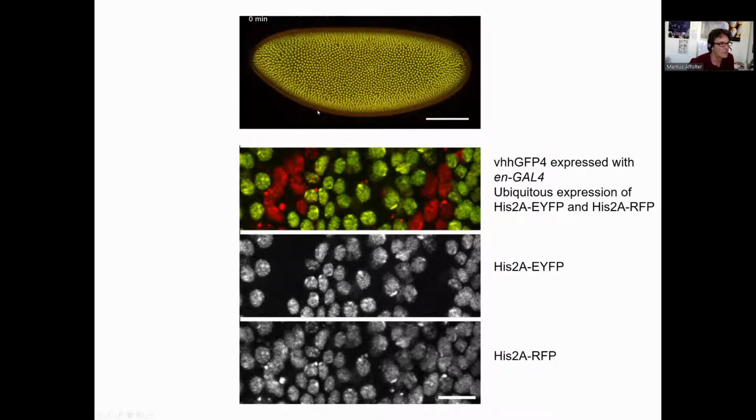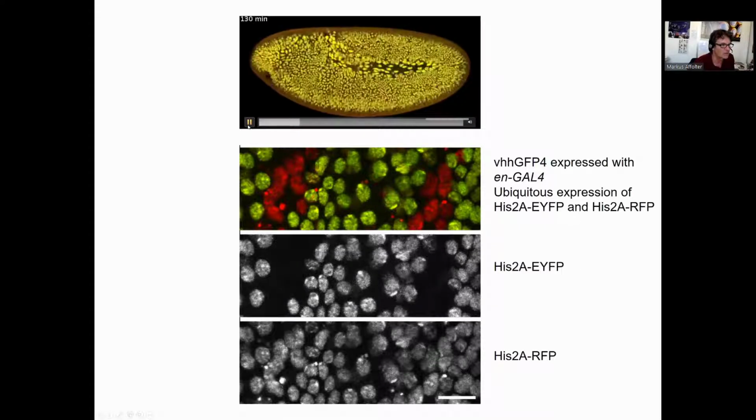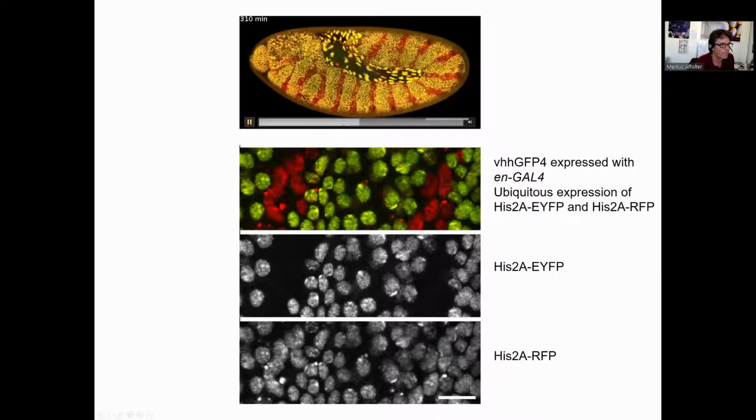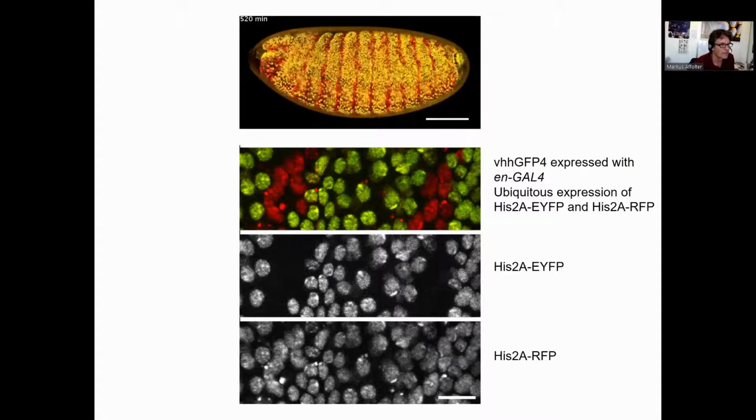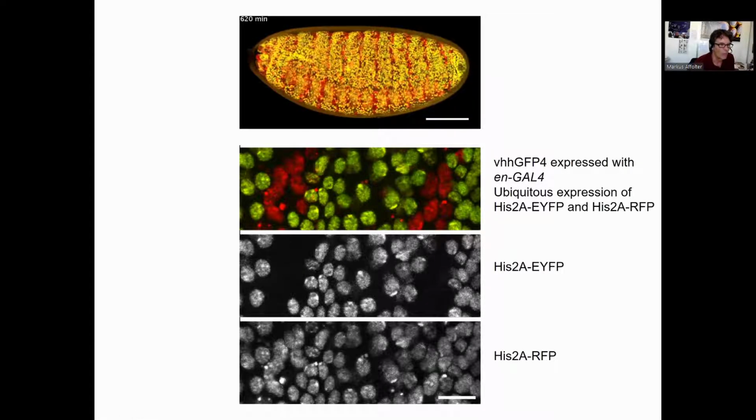So look at this movie here. All cells are yellow to start with. The question is, does the nanobody degrade the green protein in stripes? And we use the stripe enhancer to drive this nanobody F-box construct. And this is the result, germ band extension, coming back. So obviously, the nanobody degraded the protein in these stripes here.